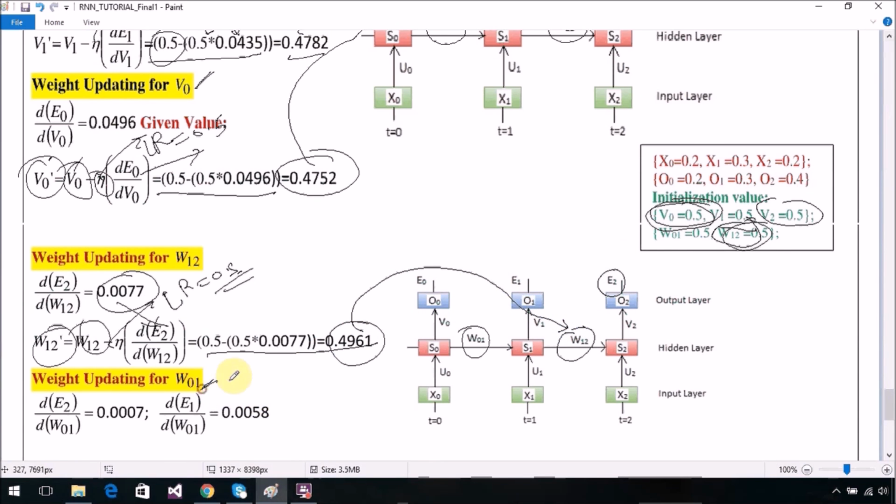Similarly, we can update the weight of W01. But it is important to note that at neuron W01 we get the backpropagation value which propagated at time t equal to 2 through E2 and at time t equal to 1 from E1. So we have two gradients with respect to W01. First is with respect to E2 and second is with respect to E1. So we will use both values in updating the weight of W01.